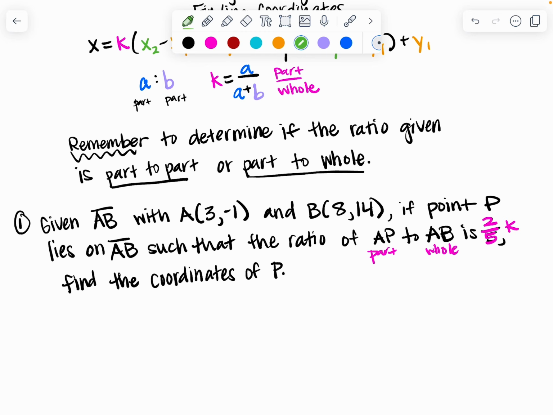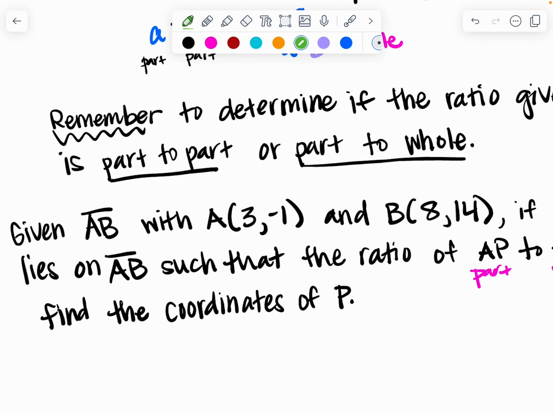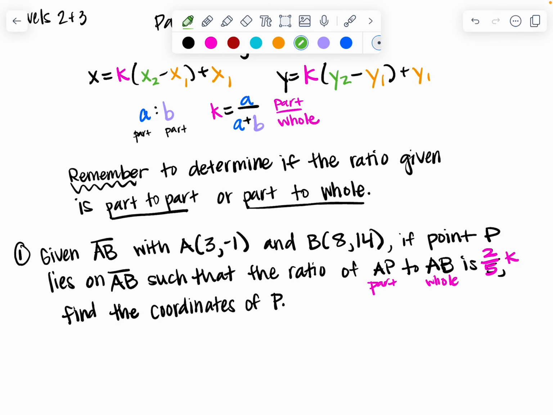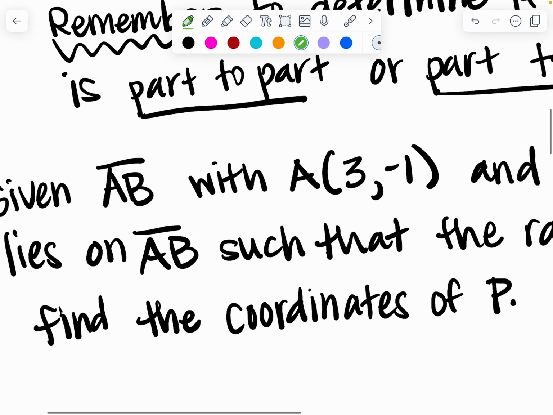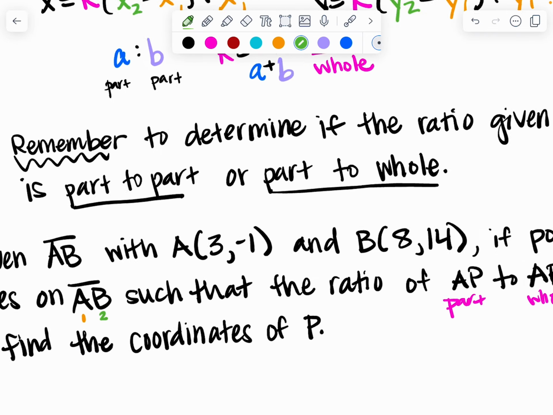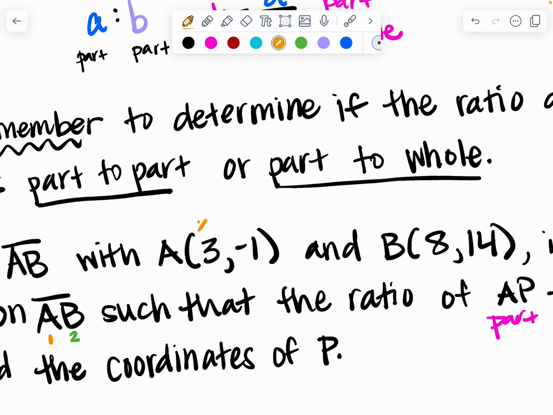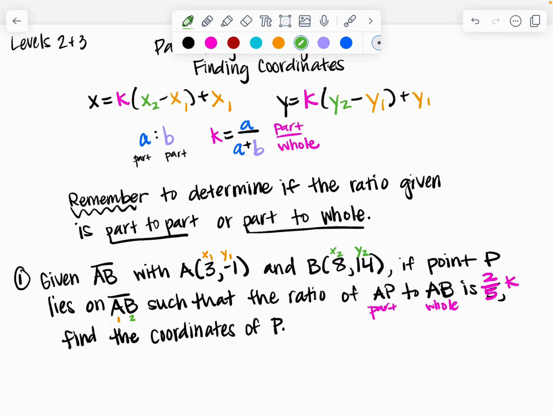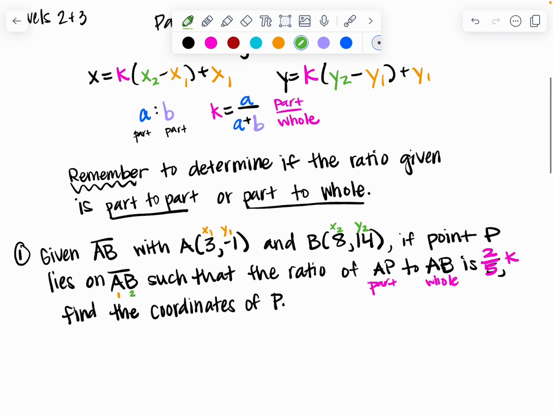Now, it's saying that point P lies on AB such that the ratio is 2/5. So if it's giving us AB, A is going to be our first point and B is going to be our second point. So let's label A as x1, y1, and B as x2, y2. So now we just use the formulas and plug in all of those values.